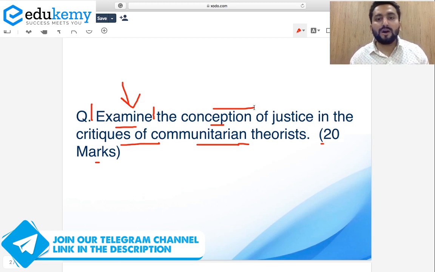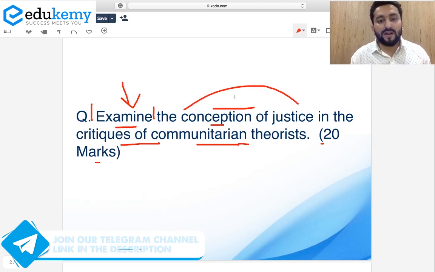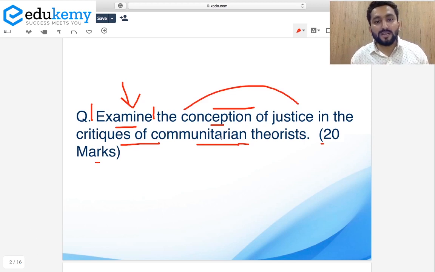But since it's a 20 marker, we have liberty to expand on the concept of justice, meaning its importance. We have liberty to expand on the basic idea of communitarianism. It means we are not just going to limit ourselves to Sandel and Walzer. We are going to talk about the importance of community, which was raised by other scholars as well, for example Hannah Arendt. And in the conclusion, we're going to talk about the importance of the communitarian idea in the contemporary world.